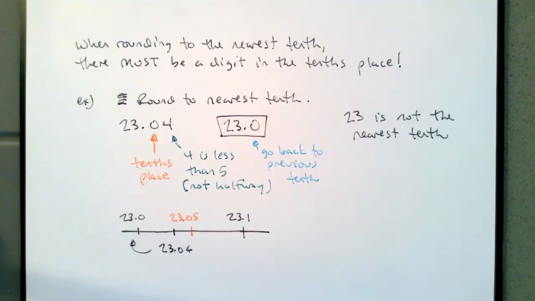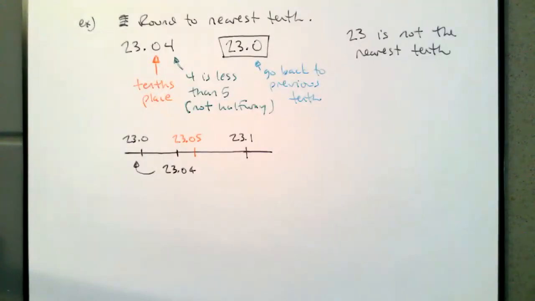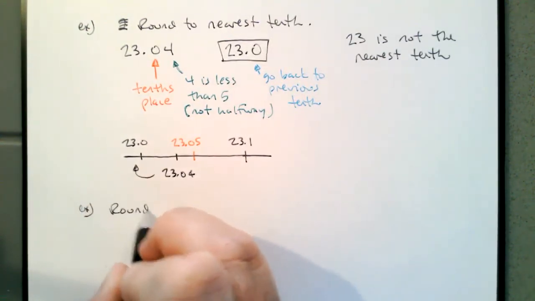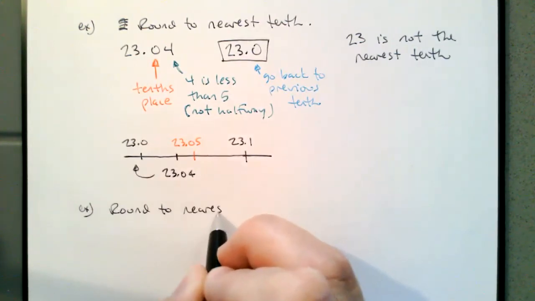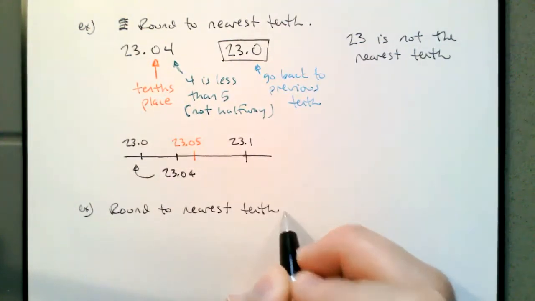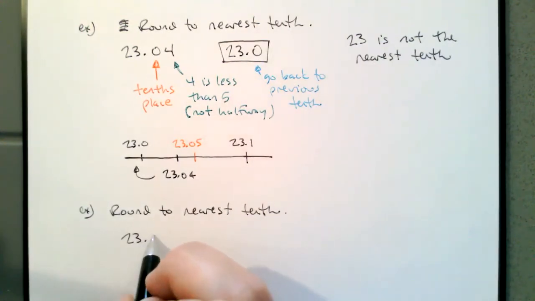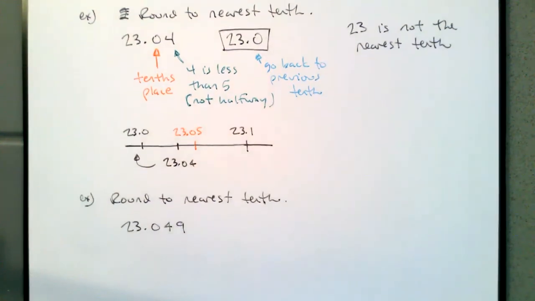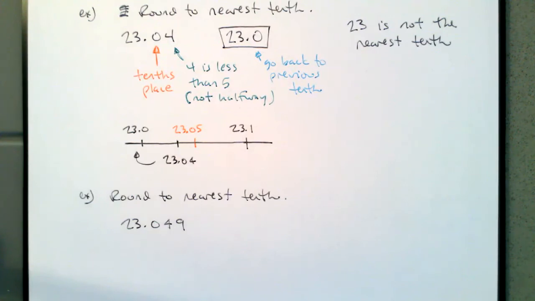One more thing about this rounding business before we get into the other style of rounding. When you're rounding to the nearest 10th, you only look at the hundredths. After the 10th is a 4, we don't look at anything else in the number. So for example, if I said round to the nearest 10th, and the number is 23.049, 0 is in the tenths place and 4 is less than 5. We don't care about the 9.